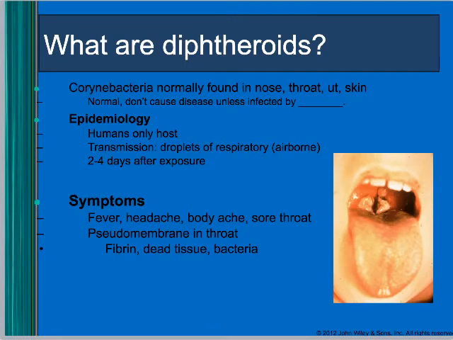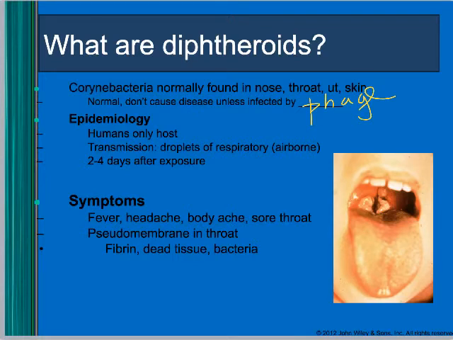Okay, now diphtheroids are corynebacteria. They're normally found in the nose and the throat, sometimes the urinary tract and the skin. They usually don't cause disease unless they have a phage in them. The phage will cause them to produce a toxin. They're rods, and they're kind of pleomorphic. They're not all the same shape. Humans are the only host. They're transmitted airborne, respiratory, like coughing, and it'll develop 2 to 4 days after exposure.